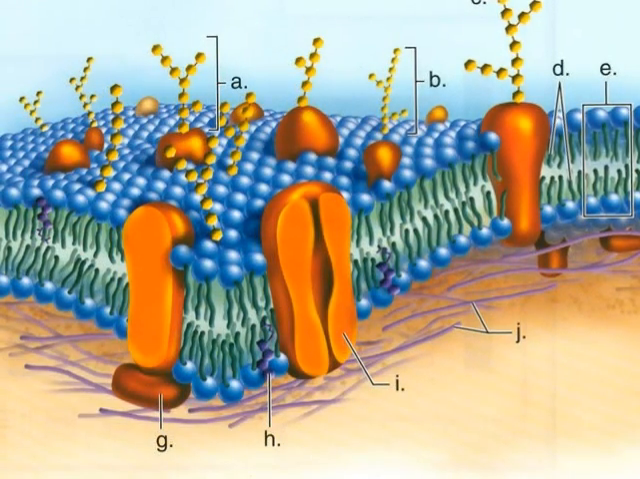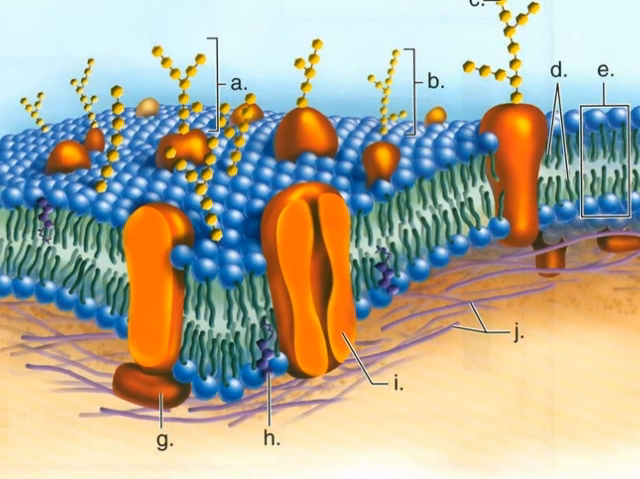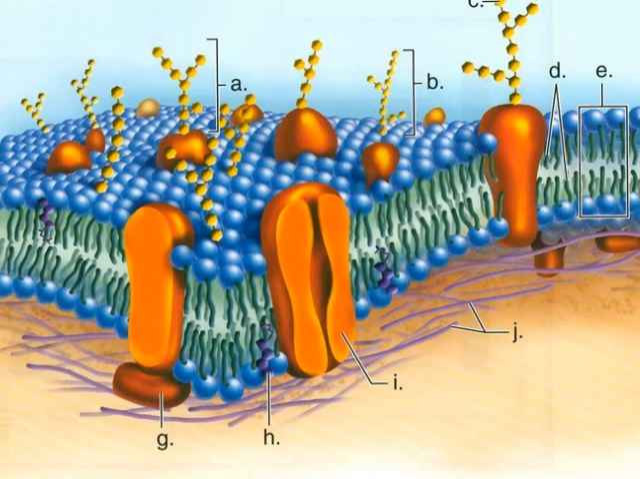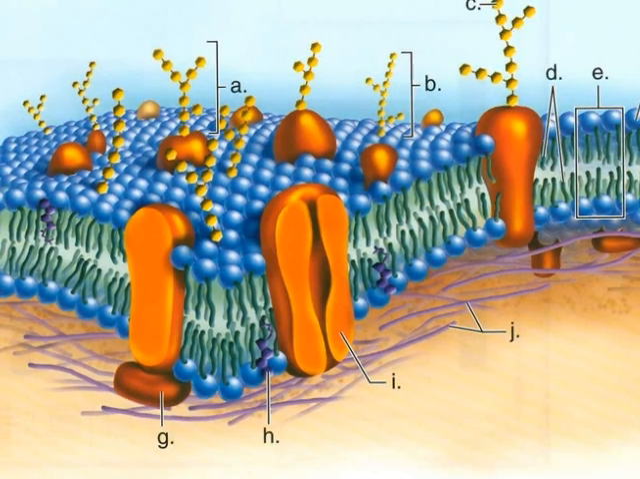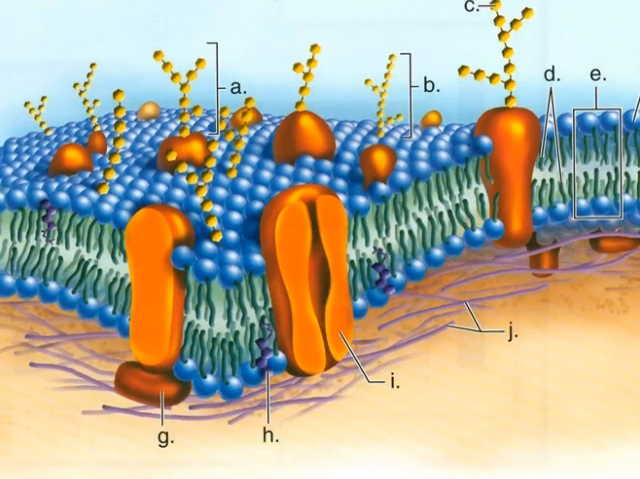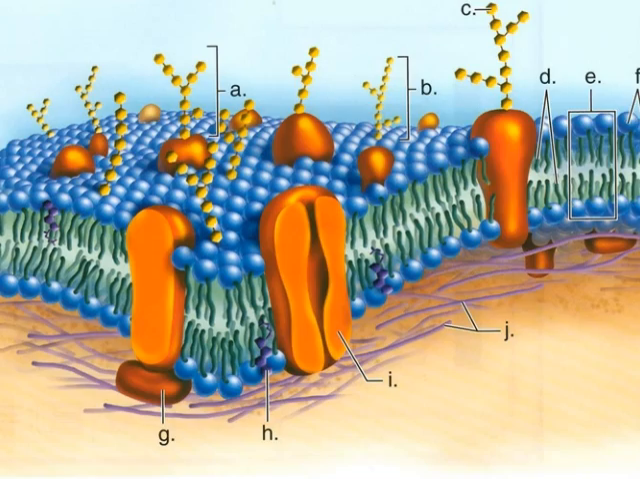The first type is passive transport. Passive transport requires no energy. Molecules that use this type of transport go from a high concentration to a low concentration, meaning they go with the gradient. There are 3 types of passive transport: diffusion, facilitated diffusion, and osmosis.